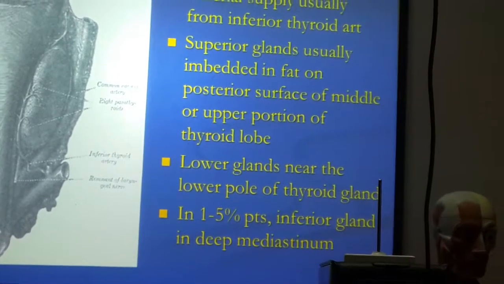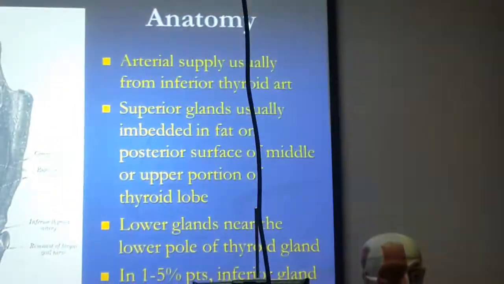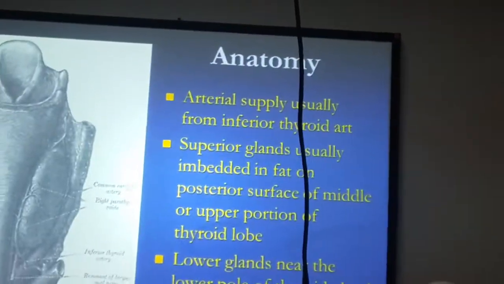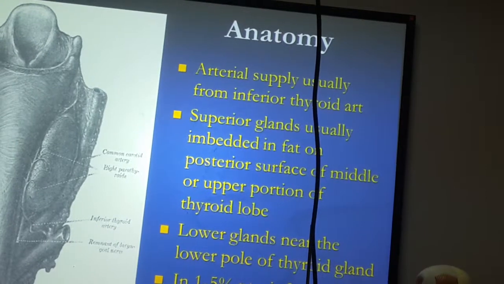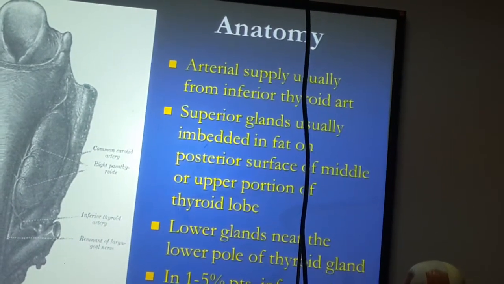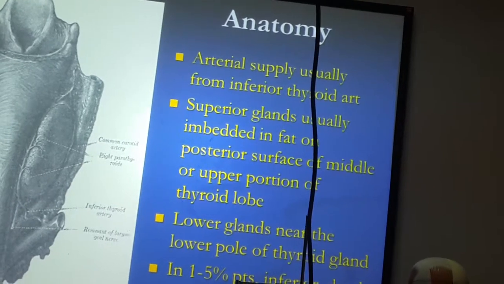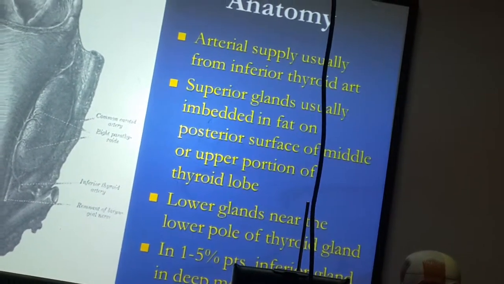Both the superior and inferior parathyroid glands are supplied by it. The inferior thyroid artery supplies the thyroid gland, isn't it? So the same artery supplies the parathyroid gland. Inferior, not superior, for all four glands.